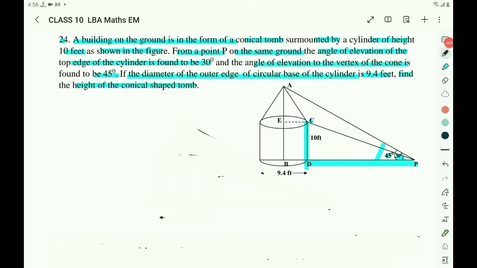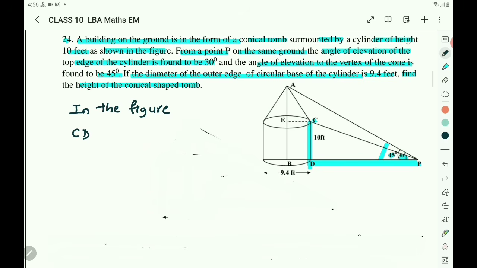In the figure you write CD is equals to the height of the cylinder. CD is equals to what? 10 feet. Next, what is given? You take BD. BD is half of the diameter. BD is equals to 9.4 by 2, which is equals to 2 1s are 2, 4s are 2, 7s are 4.7 feet.